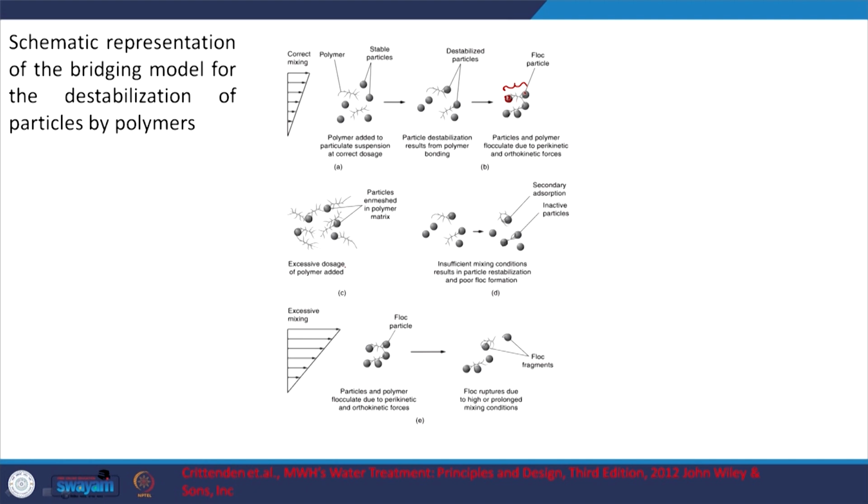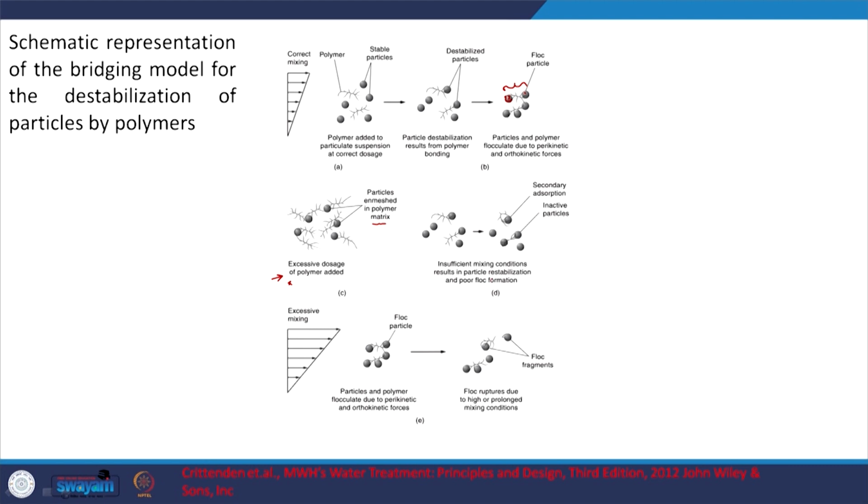Sometimes when you have excess dosing, you are going to have all the sites being taken up on one particle due to a lot of the coagulant or the polymer being added. That's not good. But depending on the type of polymer being added, you can also have enmeshment. But again, this is something that you typically want to avoid, because you added too much.